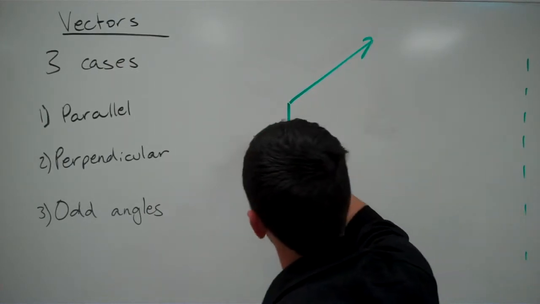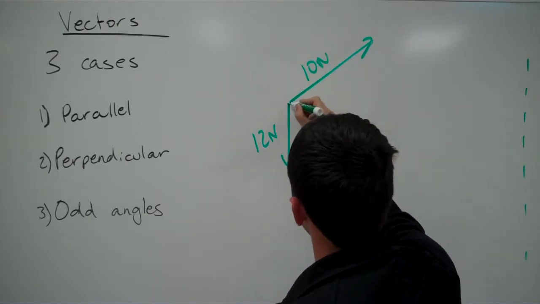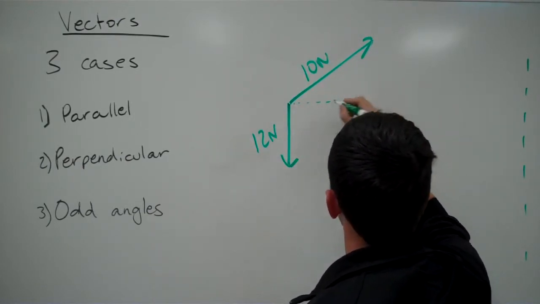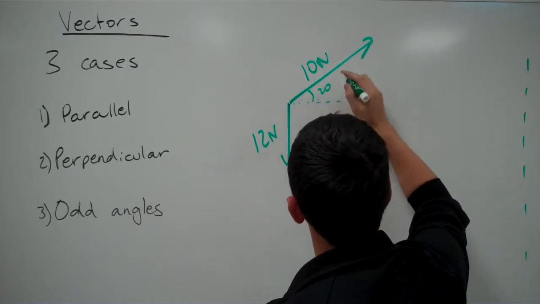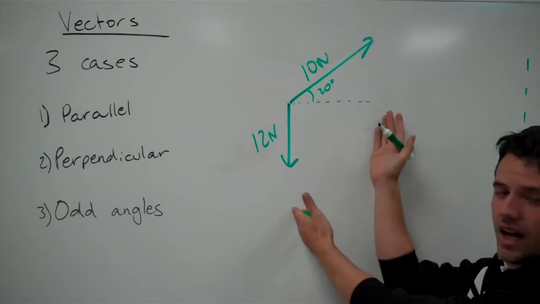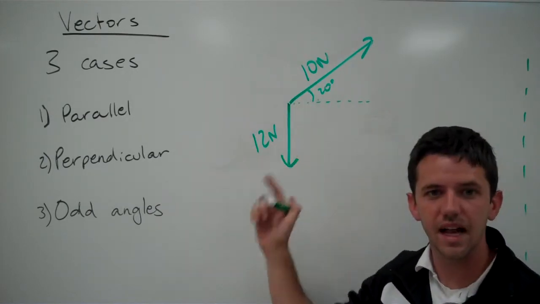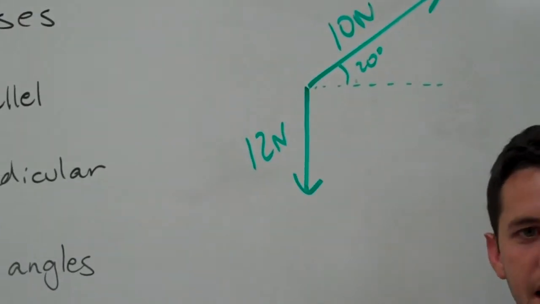Okay, we're going to look at a down vector of 12 newtons and a vector of 10 newtons, and they're going to have to give you a direction here, so we just don't have to guess. So we're going to be at 20 degrees. Okay, so we have two vectors. One of them is in a nice, cardinal direction, up, down, left, right, and the other one is at an odd angle.